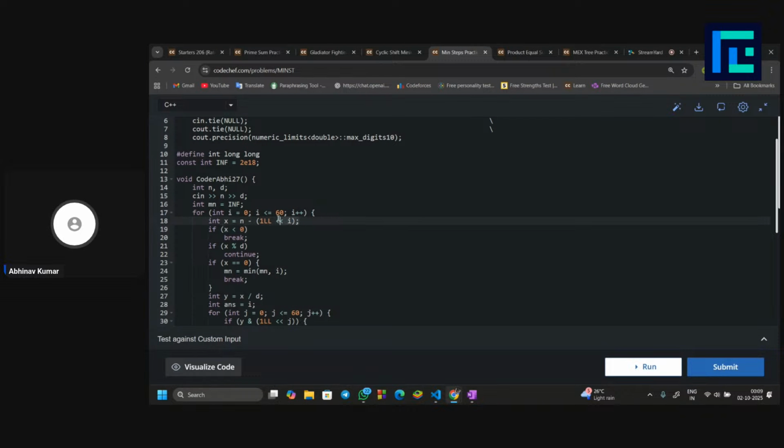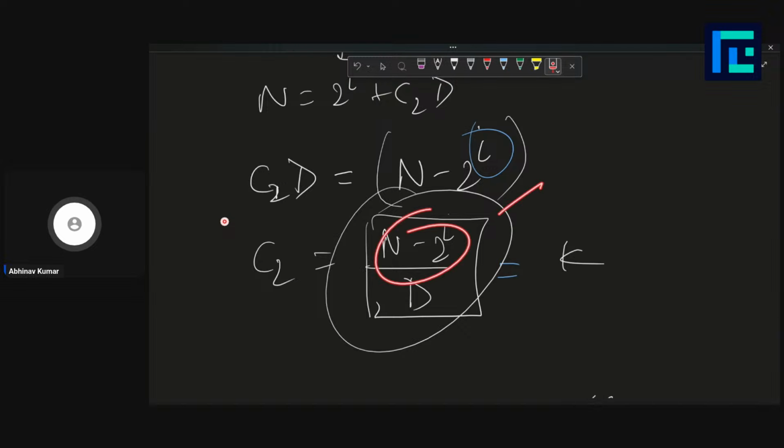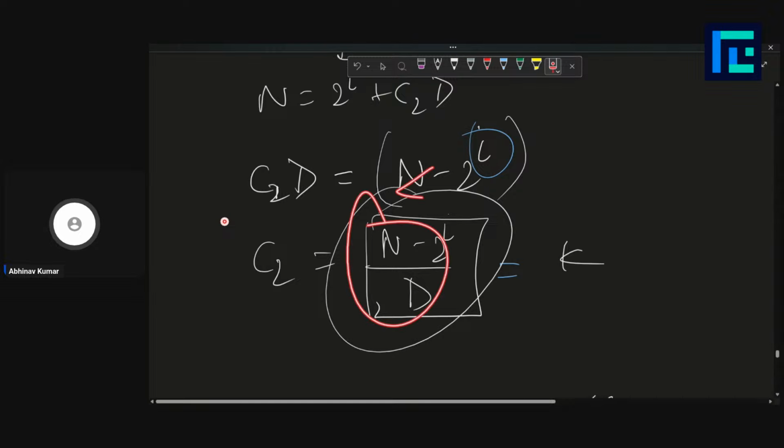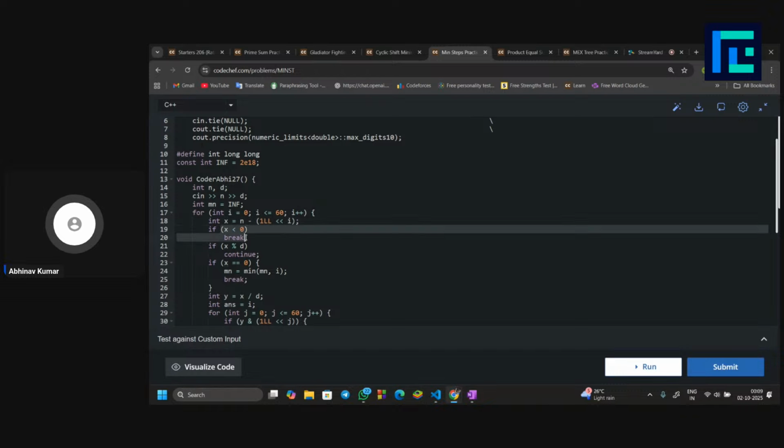So n minus 2 to the power I, I have taken that as x, and if this becomes less than 0, then obviously we would break, because if 2 to the power I becomes greater than n, then we are finding for some negative value, which we would not do. C2 can never become negative, so we would break there. We would not proceed to further higher I's, which would decrease this even lower, so we would break there.